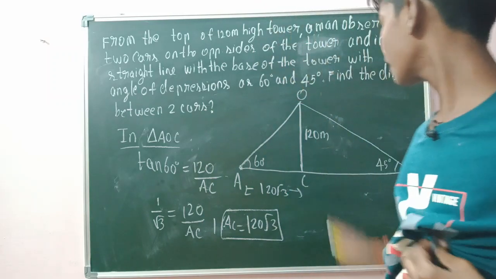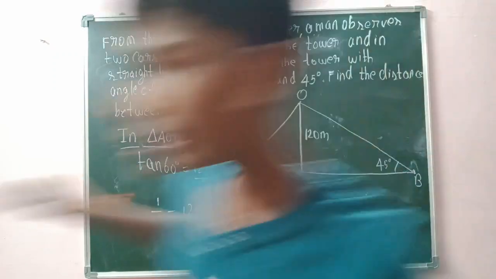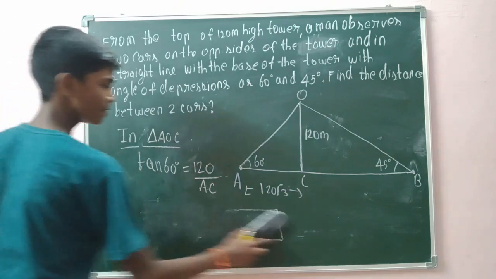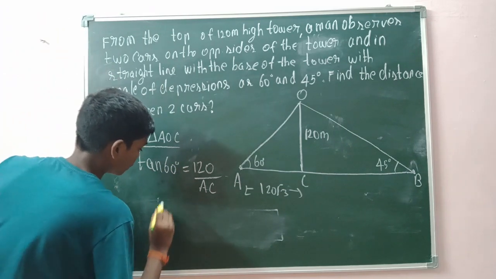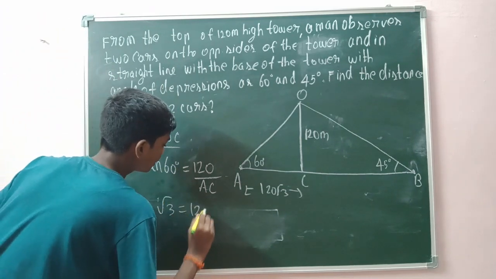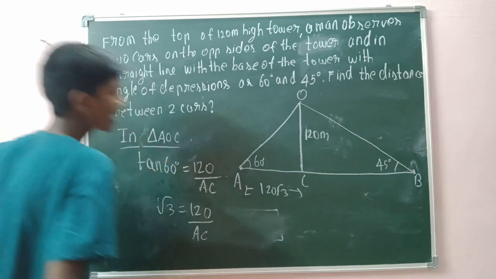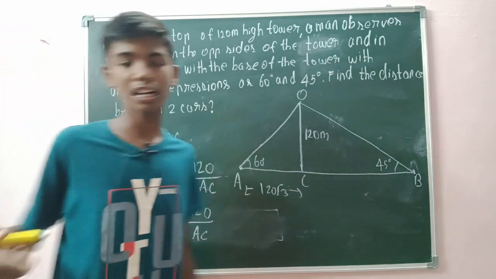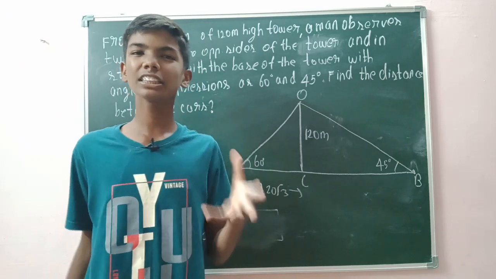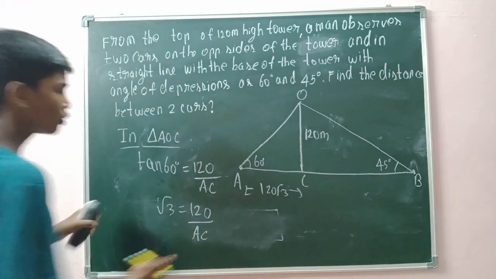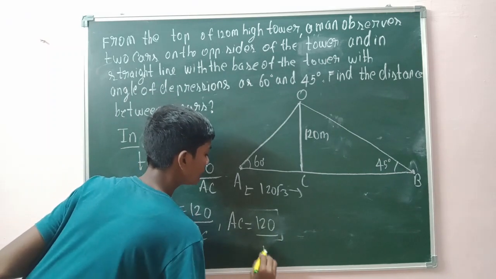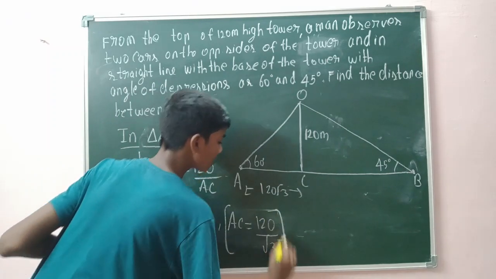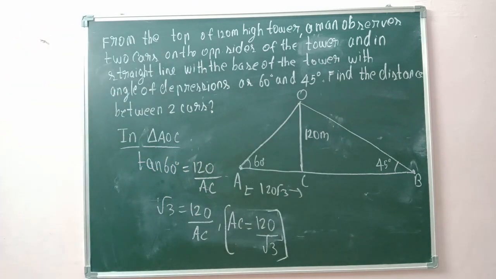Sorry, people, I'm really sorry for that mistake. Actually, tan of 60 is root 3, and that is equal to 120 by AC. I was thinking about the answer because I already know what the answer will be, so that's why I took it as root 3. Sorry for that. Therefore AC will be nothing but 120 by root 3.